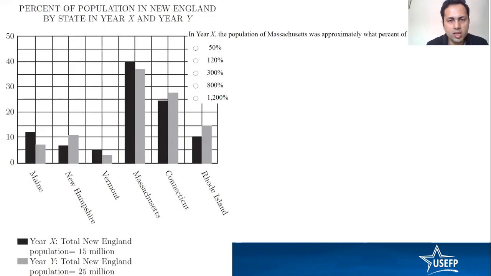So Massachusetts in year X was 40% of the total population. And Vermont was how much? It was 5%. So 40 divided by 5, times 100, equals 800%. So the answer is 800%.